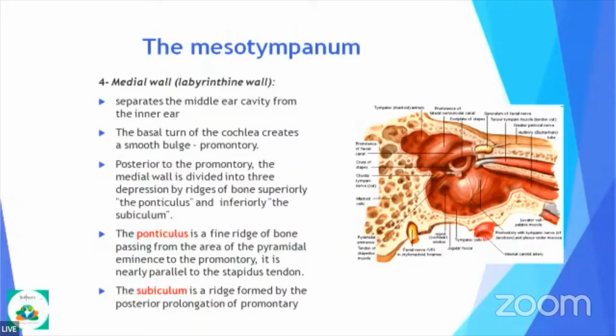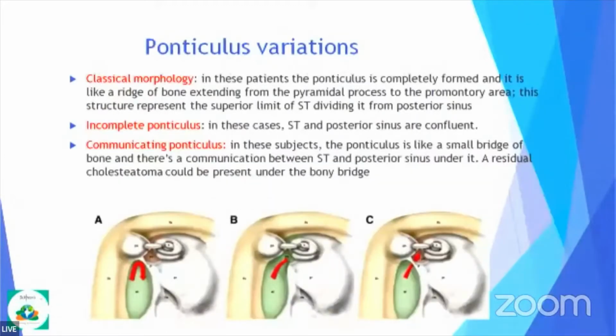And subiculum, what I've said, is the ridge of bone which is inferior to the ponticulus, which is formed by the posterior prolongation of the promontory. So now the variations. Because we know that the temporal bone is like a Pandora's box. You do not know what would come. No middle ear surgery is a classical one, where you would find exactly the same thing. There are multiple variations which are seen, and because of these variations, which depend upon the extent of pneumatization, the anatomy would vary.